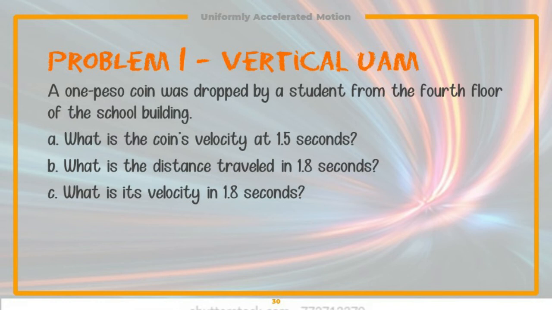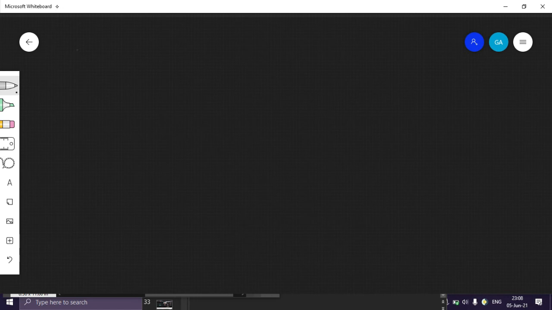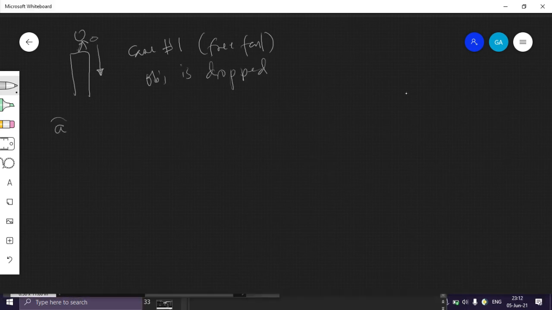Okay, so now, let us solve for it. Based on the problem, the coin is dropped from the 4th floor of the school building. Like for example, this is the building, this is the student, tapos yung coin niya is nag-drop papunta sa baba. This is an example of the first case of free fall. Ibig sabihin, the object is dropped. Let us solve for letter A.